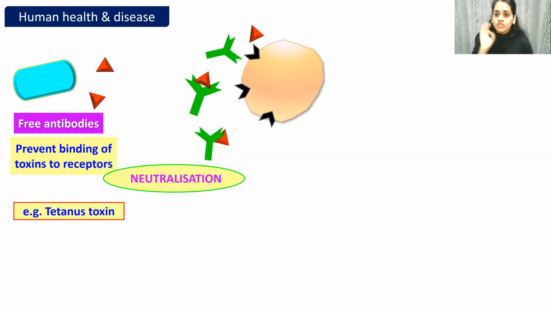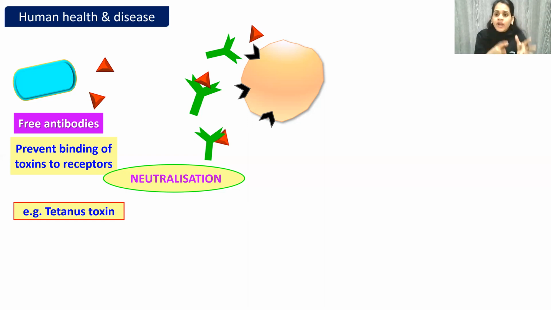Is it clear? So there are three types of interaction. The first one was agglutination, second is opsonization, and third is neutralization. So agglutination, when many bacteria are moving, our macrophage will have to engulf each one of them, which becomes difficult. So the free antibodies get coated with the bacteria, and now the macrophage can eat up that immobilized mass.